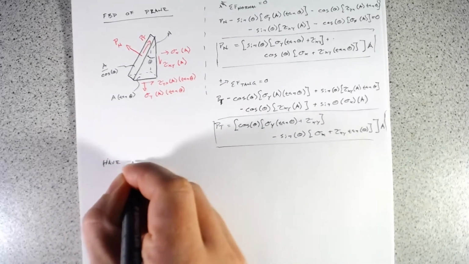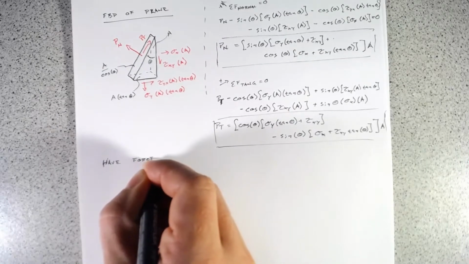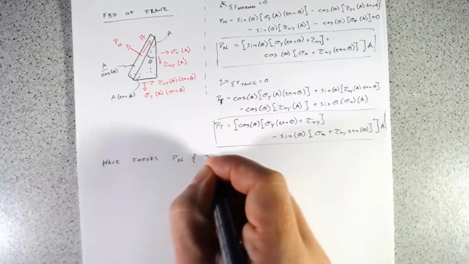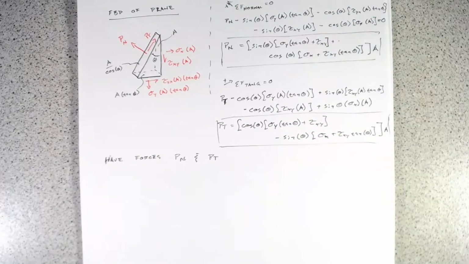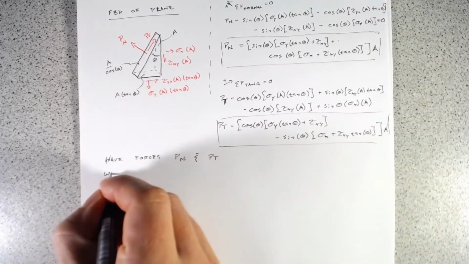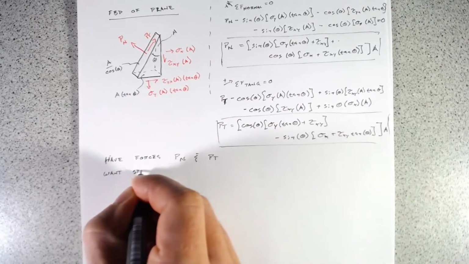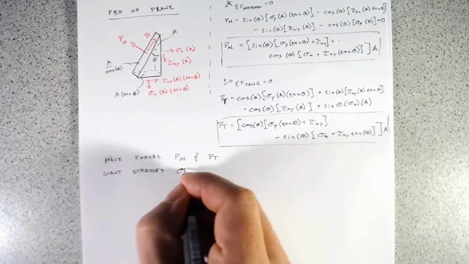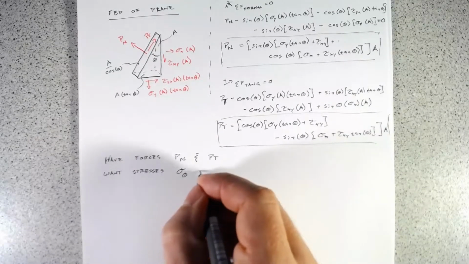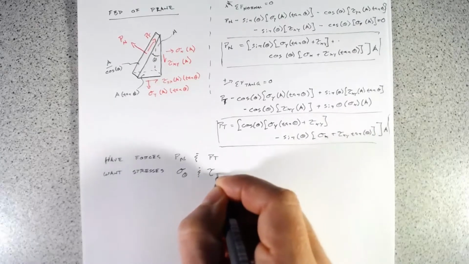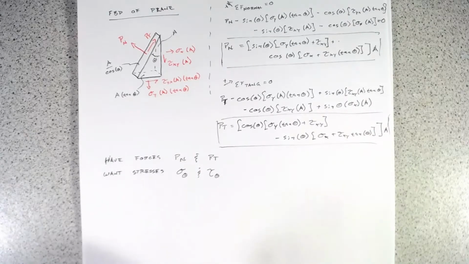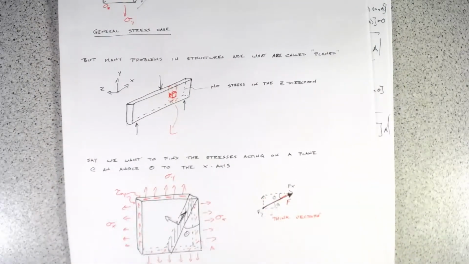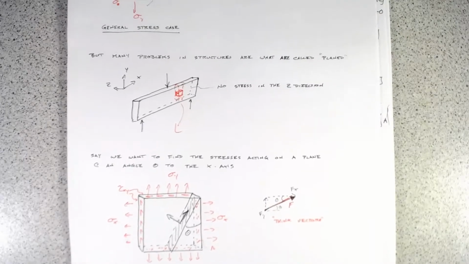So we have forces Pn and Pt. We want stresses sigma theta and tau theta.